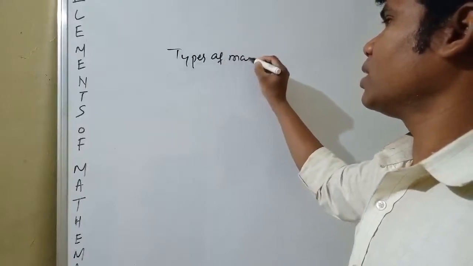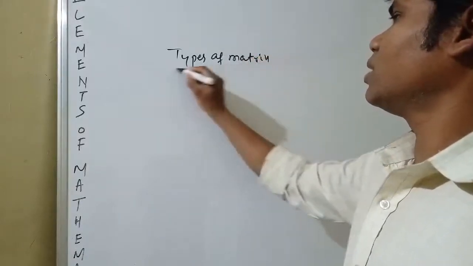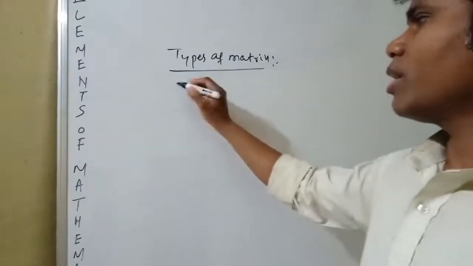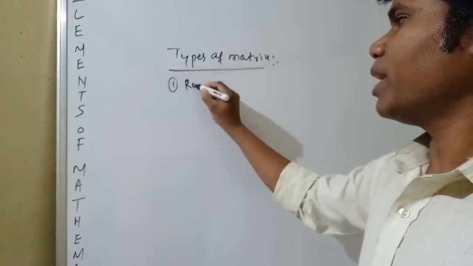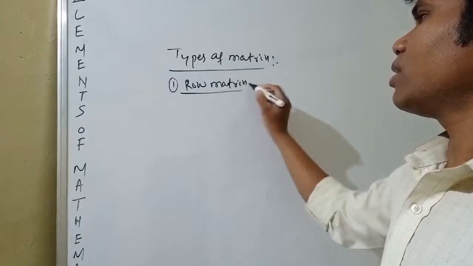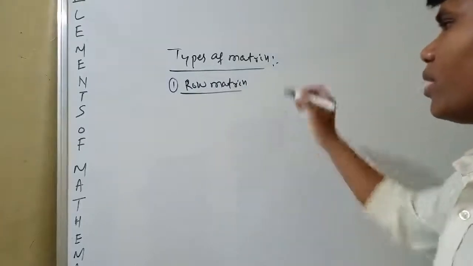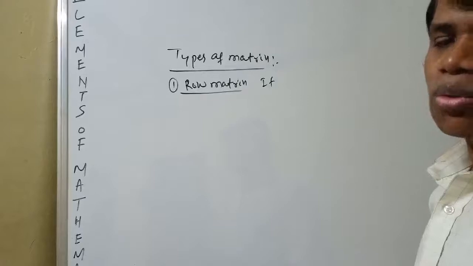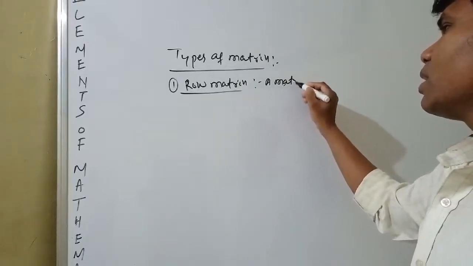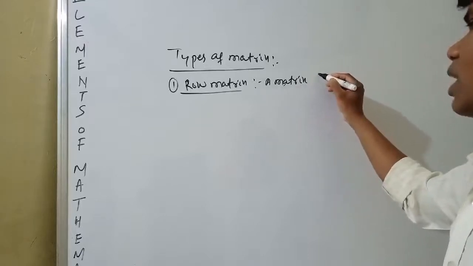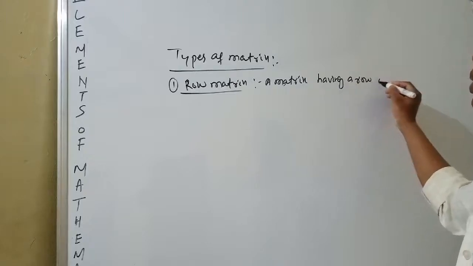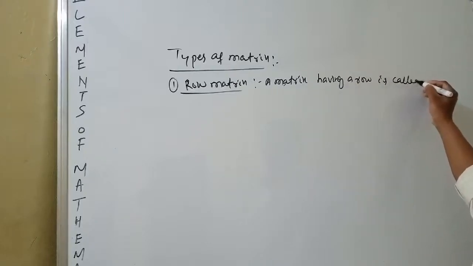Types of matrix. Okay, the first one is the row matrix. What is a row matrix? If a matrix consists of a single row, or we can write, a matrix having a row is called a row matrix.